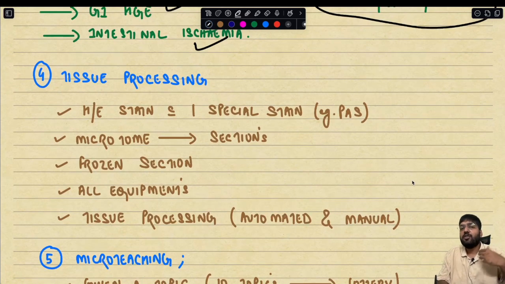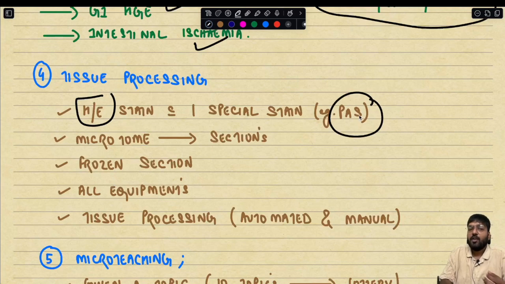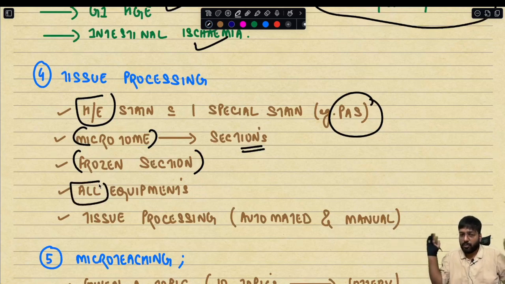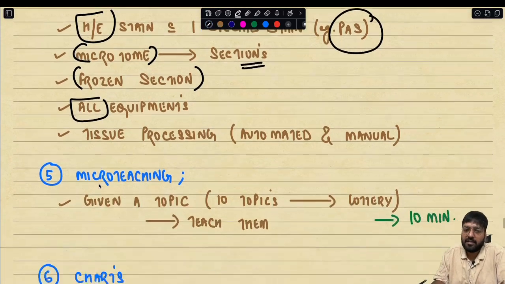You might be asked to perform an H&E stain, along with one special stain like PAS. You might be asked about the microtome and how to operate it, and you have to take sections also. Then frozen section: if you have the frozen section machine in your college, you will be asked questions regarding that. Whatever equipment is there in the tissue processing room, what the process is, everything can be asked to you. Both the working of the automated as well as the manual tissue processing can be asked in the exam.